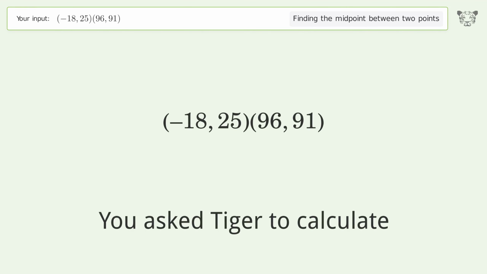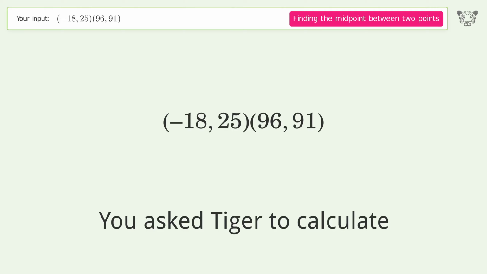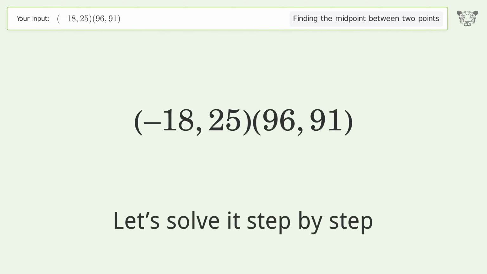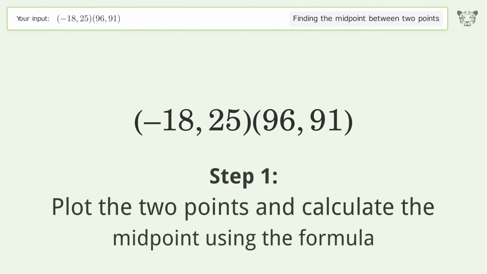You ask Tiger to calculate. This deals with finding the midpoint between 2 points. The midpoint between the 2 points is 39,58. Let's solve it step by step. Plot the 2 points and calculate the midpoint using the formula.